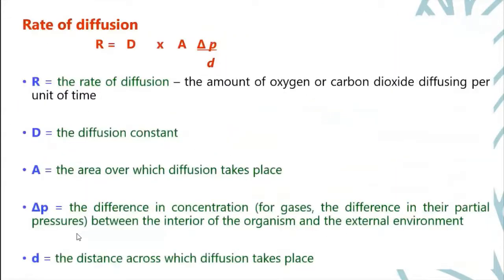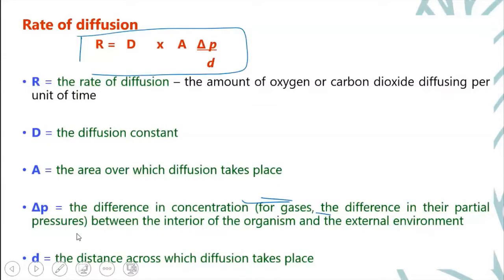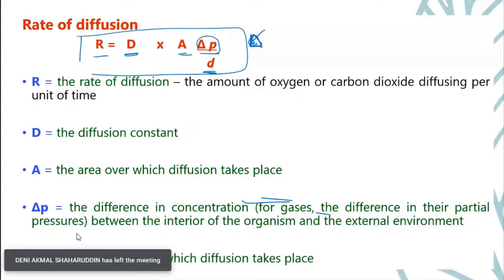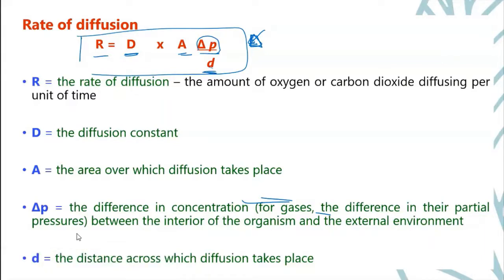Okay. So the rate of diffusion is determined by tadi the Fick's law of diffusion. So this is the formula. Okay, so far tak ada lagi ditanya untuk awak kira guna ataupun calculate guna this equation. What's important is that you must know what D means, R means, A means, and delta P, semua. So these are the factors that will affect the rate of diffusion.